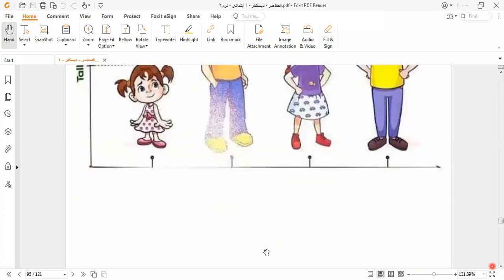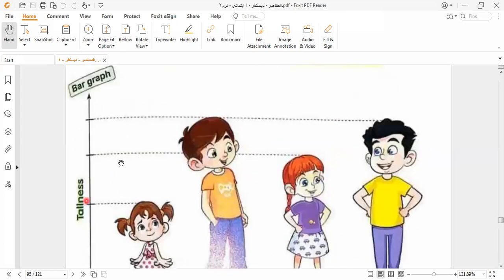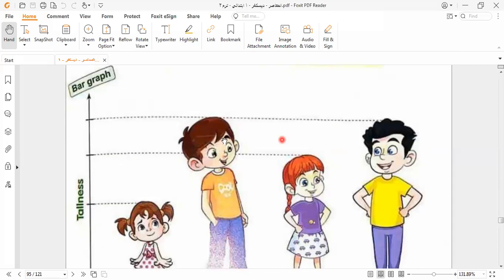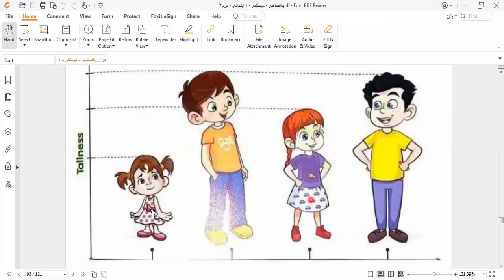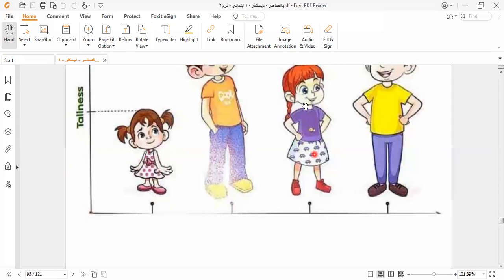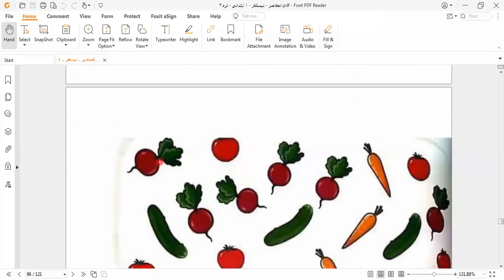When we say here the tallness, this is a bar graph. Which one is the same? This boy and this boy are the same. Which one is more? This girl is taller than this girl. The two boys here are the same tall. The two girls here, this girl is taller than this girl. Okay, let's go to another exercise.